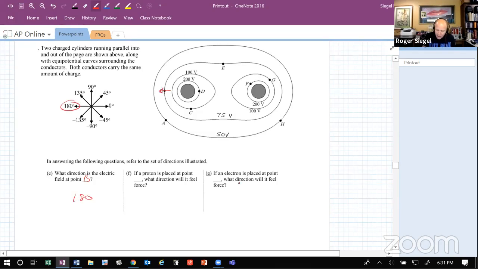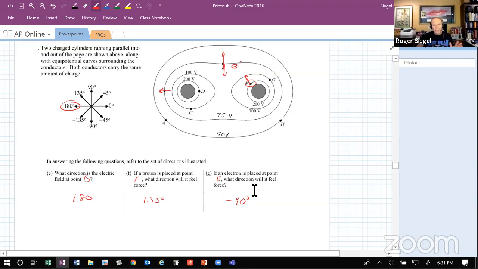If a proton is placed at point F, what direction will it feel a force? Well, a proton is positive, and the electric field is going to be perpendicular and pointing to the lower potential. And so the direction it will feel a force is in the direction of 135. And then if an electron is placed at point E, what direction will it feel a force? Well, the electric field at point E is in this direction. But ladies and gentlemen, it is an electron. And so an electron is negative, it will feel a force in that direction, or negative 90 degrees.